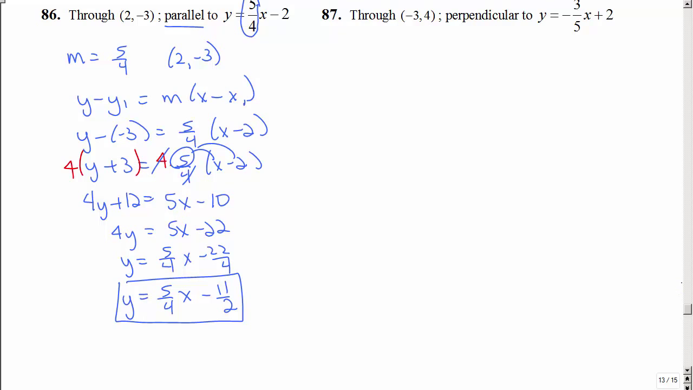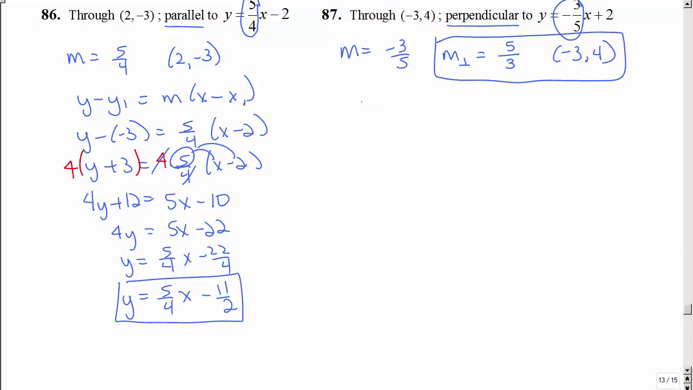On 87, I have to know, what about perpendicular? Do they have the same slope? No. The slope of the given line is -3/5. If I want something perpendicular, I have to take the opposite reciprocal: opposite in sign, and then take the reciprocal. So I take that information, and again use my point-slope formula.